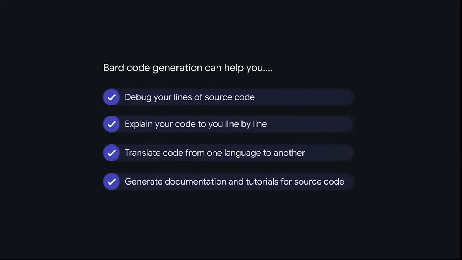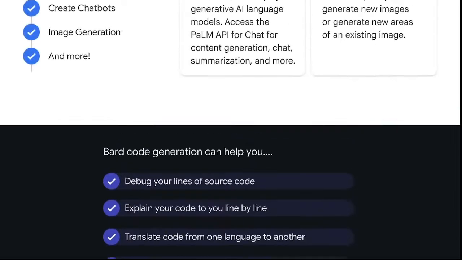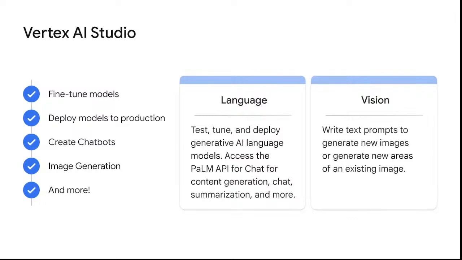So, to summarize, Bard code generation can help you debug your lines of source code, explain your code to you line by line, craft SQL queries for your database, translate code from one language to another, generate documentation and tutorials for source code. I'm going to tell you about 3 other ways Google Cloud can help you get more out of generative AI. The first is Vertex AI Studio. Vertex AI Studio lets you quickly explore and customize generative AI models that you can leverage in your applications on Google Cloud.